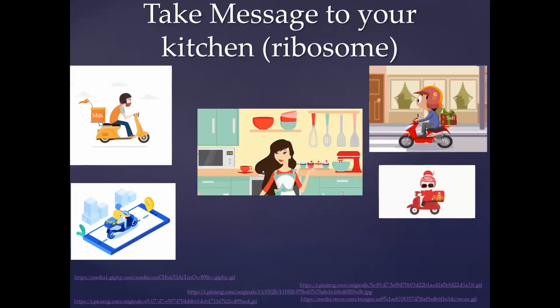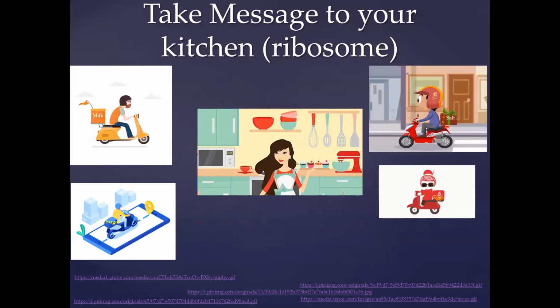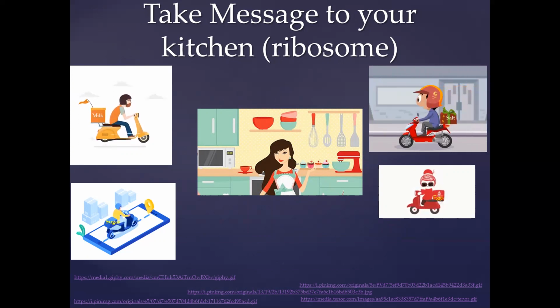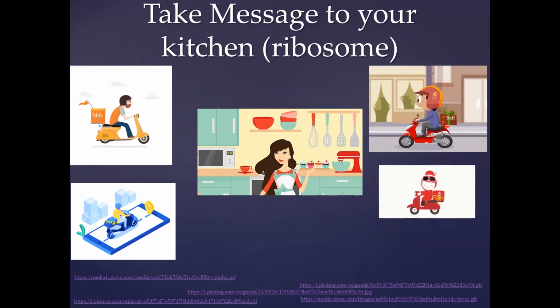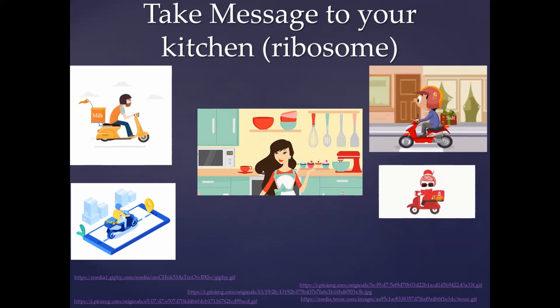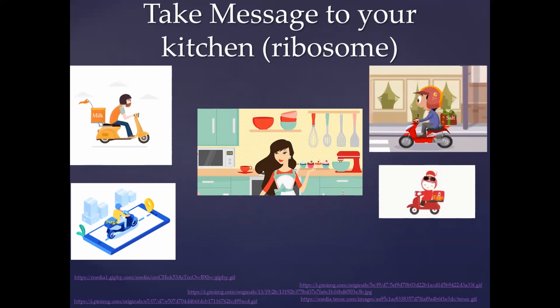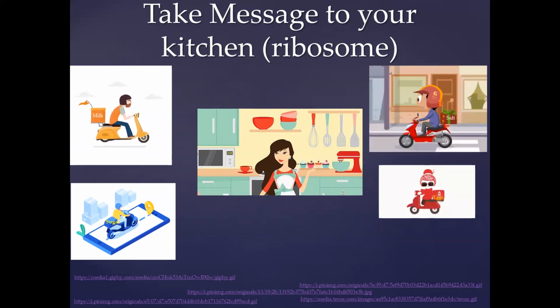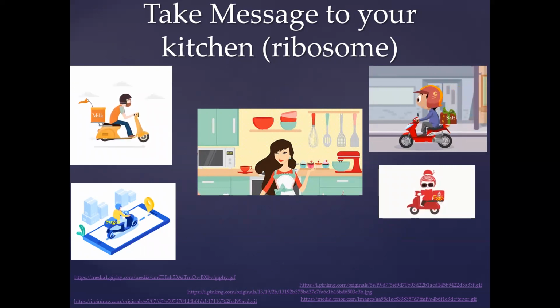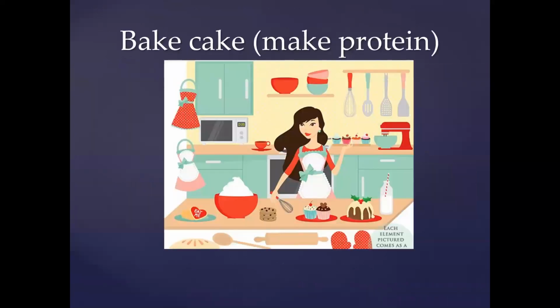There are different delivery people from different shops who will bring the different ingredients. Those ingredients are known as amino acids, and the different delivery people, known as the tRNA, or transport RNA or transfer RNA, will bring the different amino acids in the sequence that you ordered them, based on the recipe. By putting these ingredients in the correct order, eventually you'll make what was coded for in that recipe, which is known as a protein.